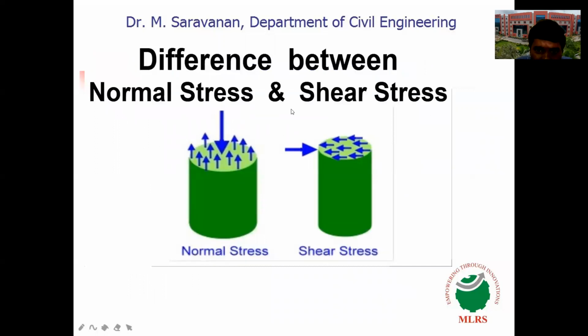So the difference between the normal stress and shear stress is: normal stress means the load is acting perpendicular to the plane of the section. Then the stress developed is called normal stress. Instead of the perpendicular load to the plane, if the load is acting parallel to the surface of the plane, then a shear stress will be developed.